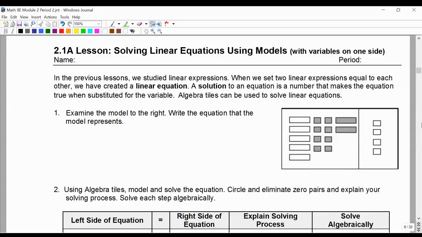This is the 2-1A lesson on solving linear equations using models. It says, in the previous lessons, we studied linear expressions. That was module 1. When we set two linear expressions equal to each other, we've created a linear equation. A solution to an equation is a number that makes the equation true when substituted for the value. Algebra tiles can be used to solve linear equations.